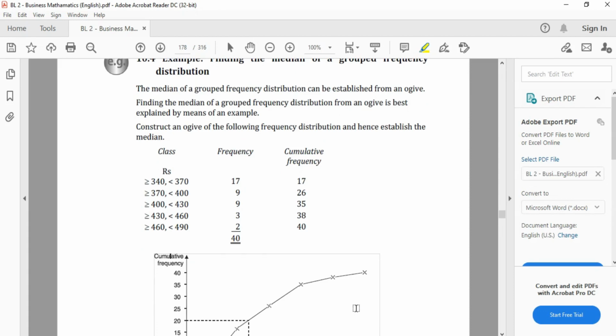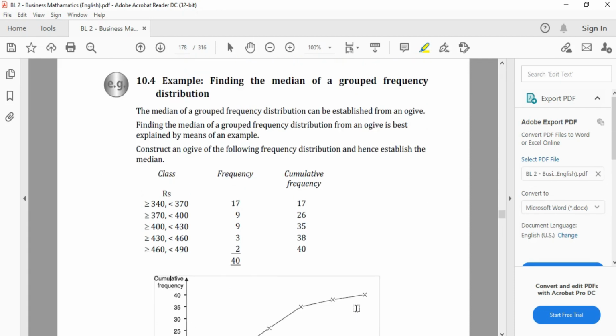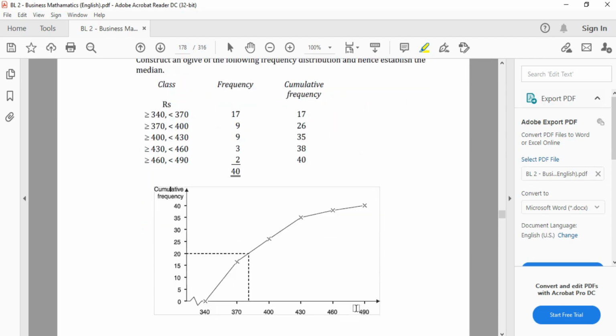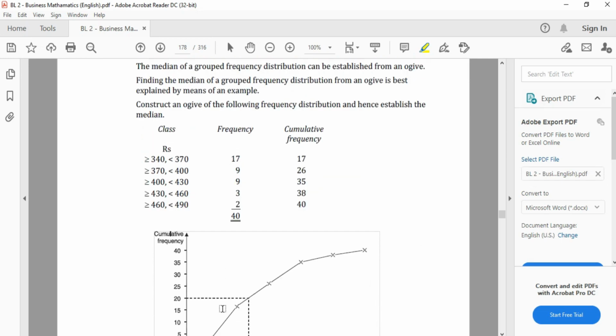Now, to find it for a grouped frequency, you have to draw an ogive. I told you, we use straight lines to set it like this. And it is not a downward ogive, it is an upward ogive, as a normal one. So basically they'll give you the class and the frequency, and you have to create a cumulative frequency, that is 17 plus 9, 26 and so forth.